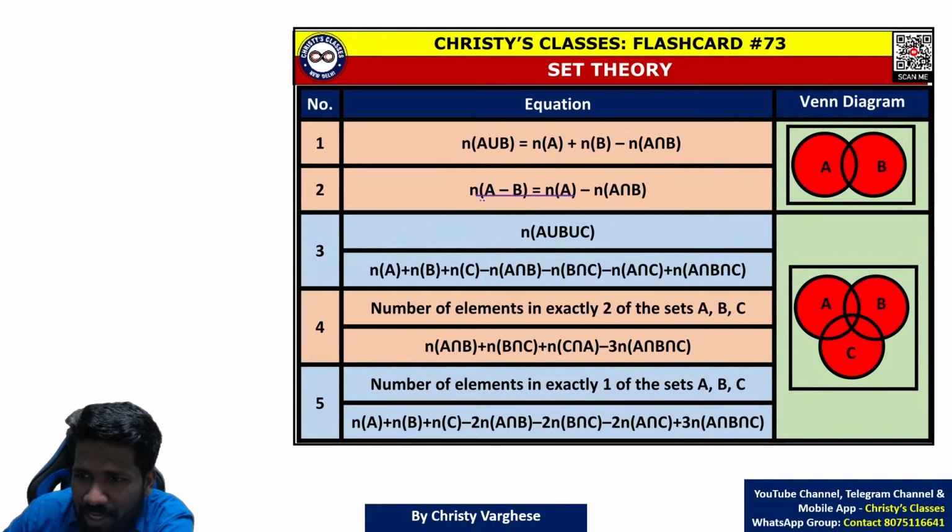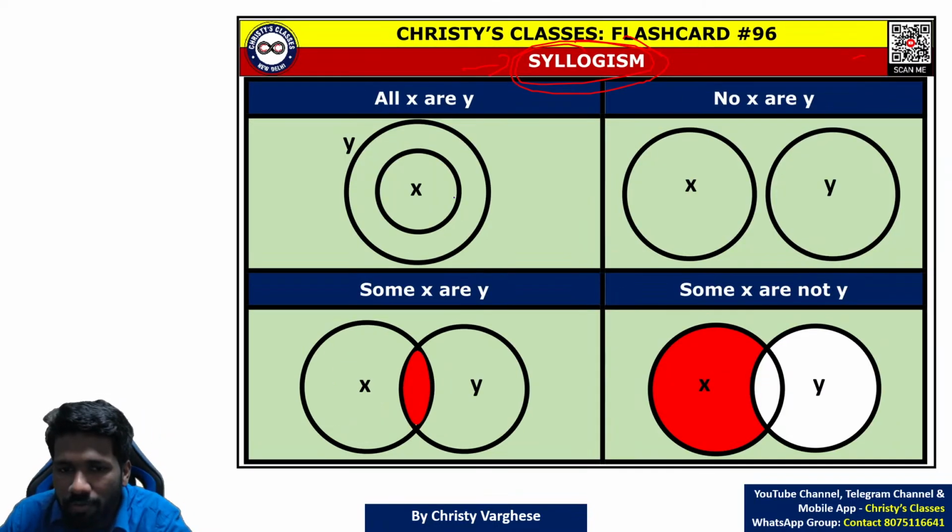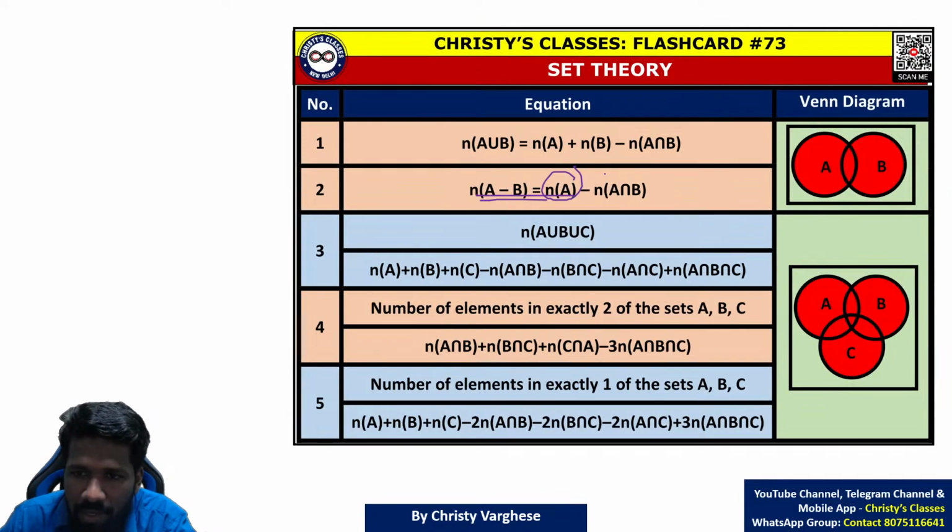So n of A minus B. What is A minus B? I already told you here. From A, remove whatever is belonging to B. That means A intersection B is what is belonging to B. So from A, remove that. So A minus A intersection B. Now this union formula can be extended to the 3 object case also.